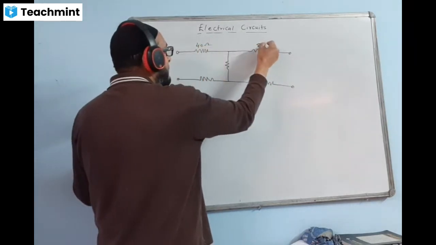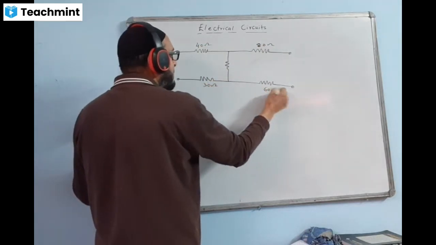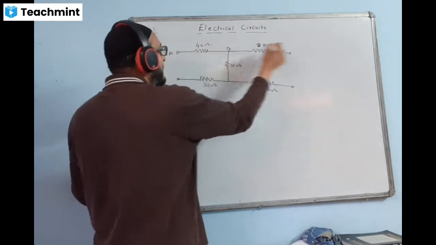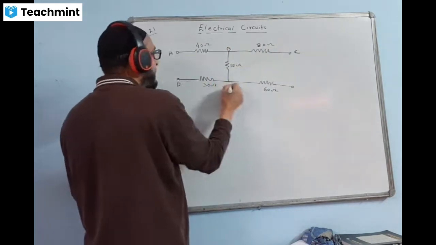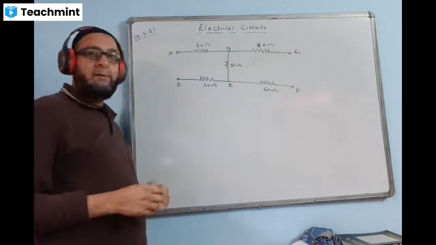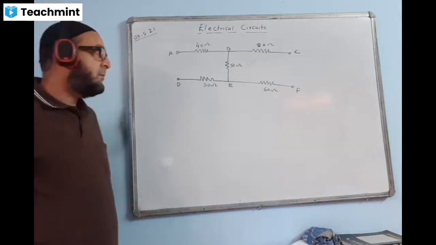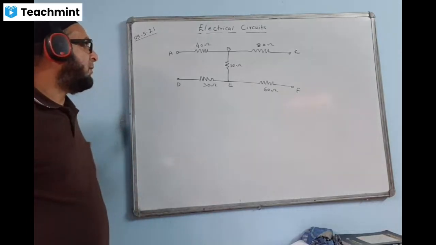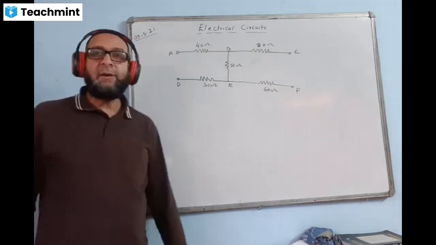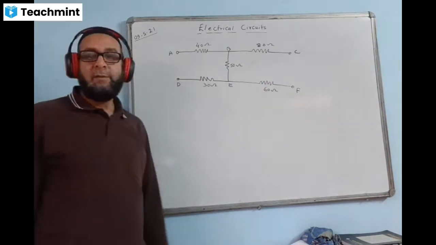Forty ohm, 80 ohm, 30 ohm, 60 ohm, 50 ohm, A, B, C, D, E, F. Here is the question given. This question is a previous year ISC question. From there only I am giving you this one. The question is asking you to find the total resistance of this circuit between the points A and F.